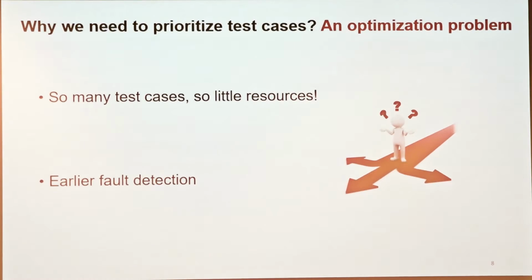So why do you need to prioritize test cases? Here comes the optimization problem. Why are you not able to execute all designed and generated test cases? Why do you need to have an order? First of all, you generate so many test cases, but you always have limitations in your resources or you have a deadline. So you are not able to execute all of them. And second, earlier fault detection. When you have an order for execution, you are able to detect the hidden faults in the system earlier and earlier.